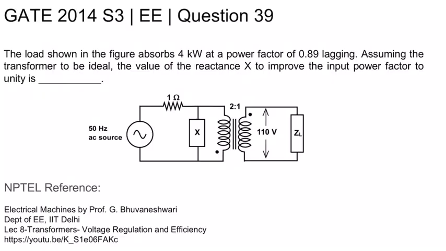GATE 2014 set 3 electrical question number 39. The load shown in the figure absorbs 4 kilowatt at a power factor of 0.89 lagging. Assuming the transformer to be ideal, the value of reactance X to improve the input power factor to unity is given by.